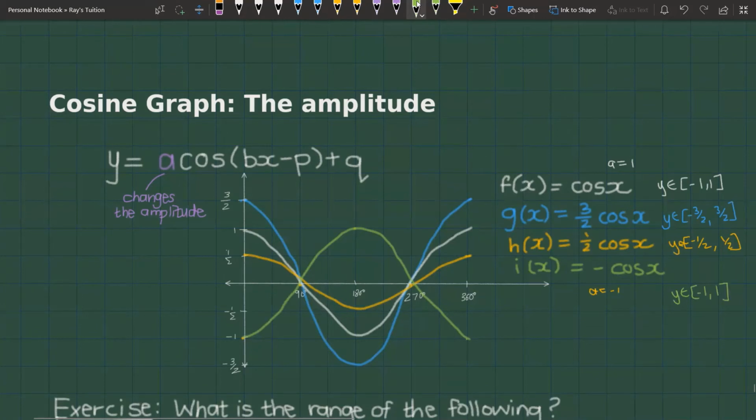I hope that you have understood what the amplitude is changing about the graph. What does it not change about the graph? It does not change the x-intercepts, and it does not change the period. So each of these graphs still takes 360 degrees to be completed.